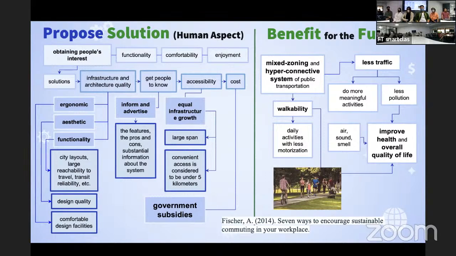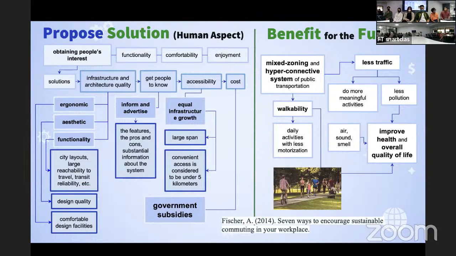And next, after we have improved the facilities, we have to let people know the features and the pros and cons to get better substantial information about the system. How? I think we can inform and advertise to the people about our public transportation system.